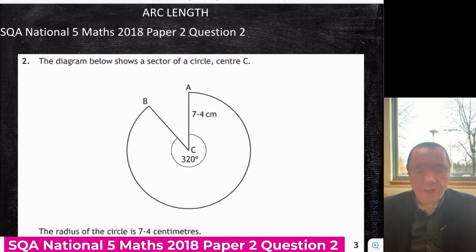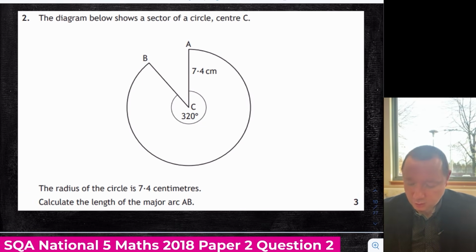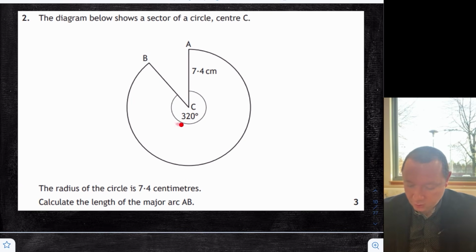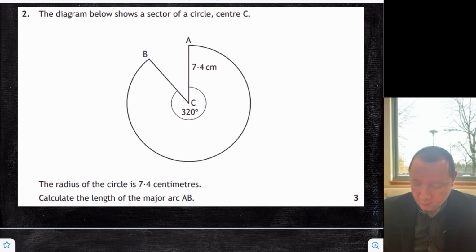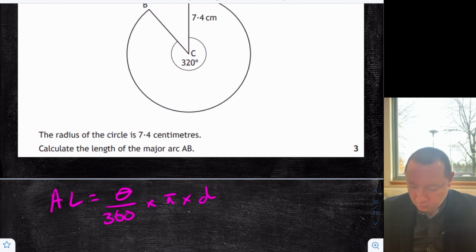SQA National 5 Maths 2018 Paper 2 Question 2 on arc length. The diagram below shows the sector of a circle, centre C. It shows the radius is 7.4, the angle is 320, and it asks us to calculate the length of the arc. So this is a straightforward one. We can just write down arc length equals angle over 360 times pi times diameter. Always write down your formula first.